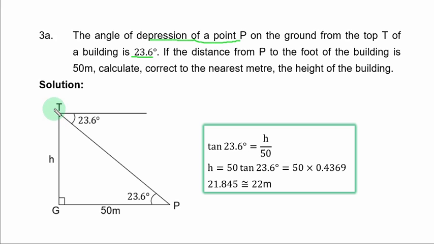So let's take TG as the building and the height is H. This is point P on the ground level from the foot of the building G. The distance is 50 meters. This is the angle of depression and is always equal to angle of elevation. To get H, we have to use tangent because you have right angle triangle. This is opposite and this is adjacent.